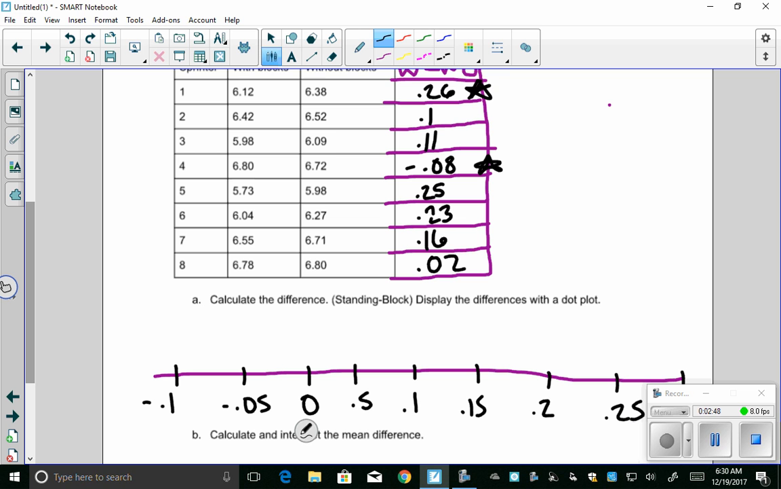0.26, 0.1, 0.11, negative 0.08, 0.25, 0.23, 0.16, 0.02. All right.